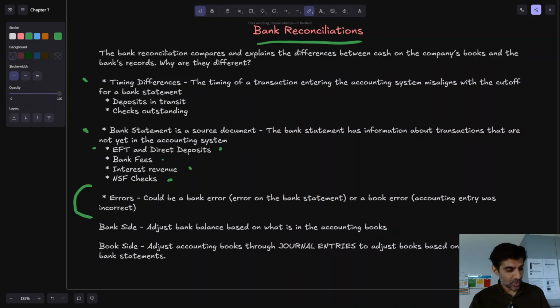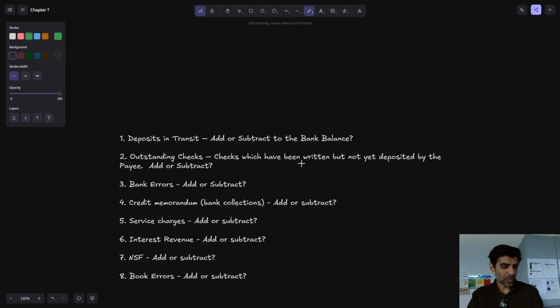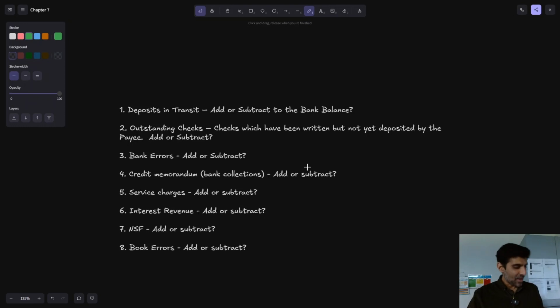Depends on the error. And so the goal is to make adjustments both to the bank balance and to your accounting system balance and get them to match each other, because they should be in agreement with each other after these adjustments. That's what this bank reconciliation is attempting to do. So let's go through these and see which ones are which.